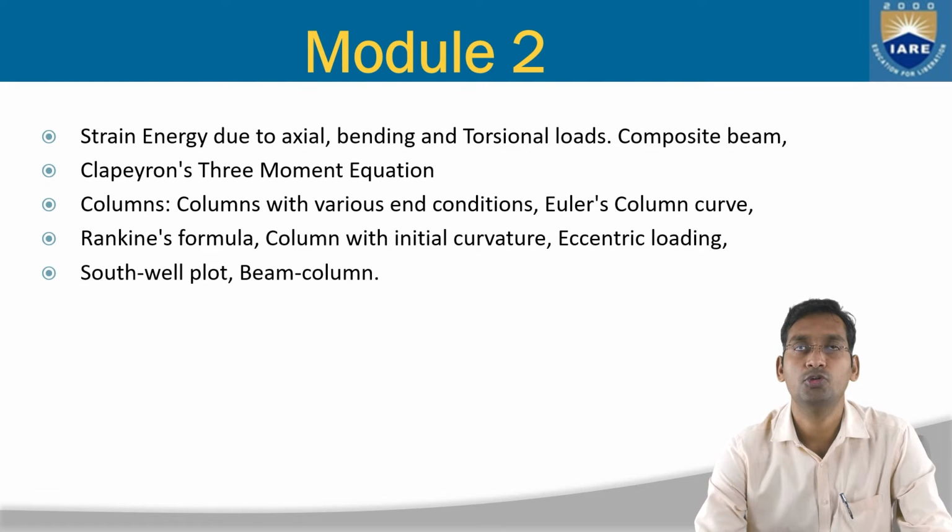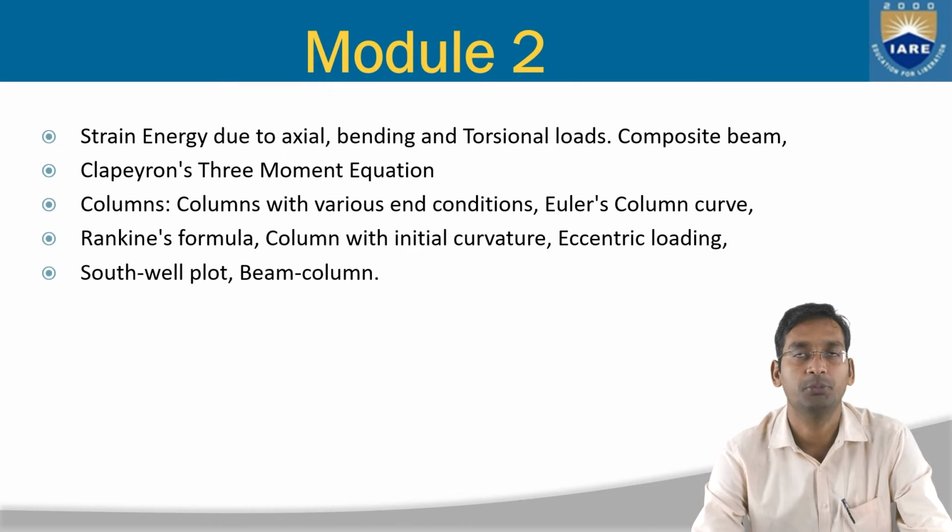Now we will see in module 2 the strain energy due to axial loading, bending loading, and torsional loading. First the student will see what happens by the strain energy method when only axial loading is acting. If only bending is there, then the bending moment acts, then what happens. Next only the torsional load, and after that the combination of all also, on a composite beam.